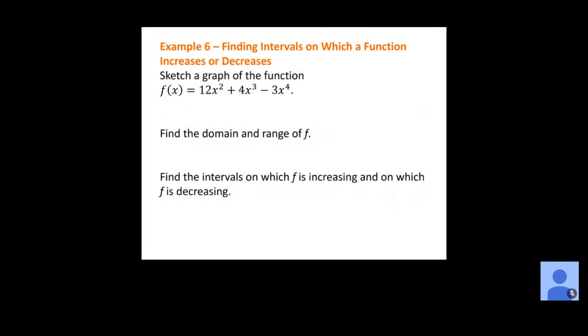Okay. All right, so now let's see if we can find intervals of increase and decrease for a given function. So we've got 12x squared plus 4x cubed minus 3x to the fourth. We're going to sketch that graph. We're going to talk about domain and range. I'm going to do all these things while I'm on the graph, and then we'll come back and actually look at them together. And then we're also going to look at intervals where it's increasing and decreasing. So I'm going to switch over to Desmos so we can graph it.